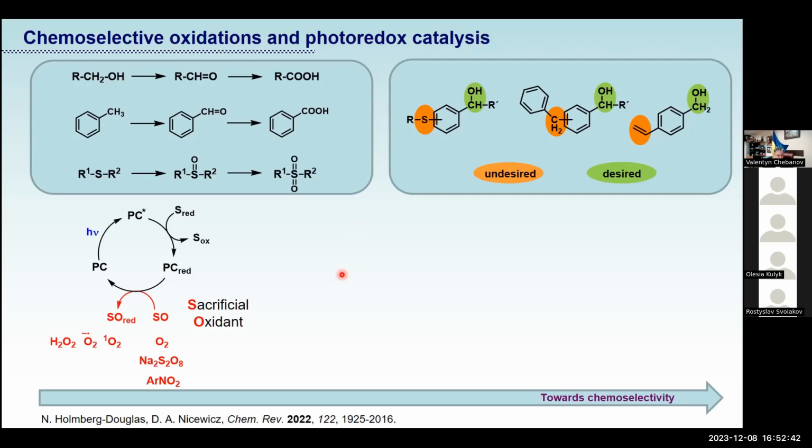One possibility is to use photoredox catalysis. But the problem of oxidizing photoredox catalysis is that you need a sacrificial oxidant. The sacrificial oxidant in photoredox catalysis is usually oxygen or an even stronger oxidizing agent, which produces very reactive species like singlet oxygen, hydrogen peroxide, or superoxide. These are responsible for many different undesired oxidations. So we thought about not using a sacrificial oxidant in the system.